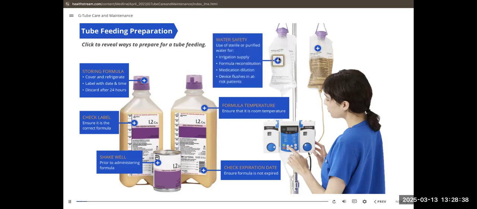Let's talk for a minute about water and its role with patients with an enteral tube. The source of water may differ depending on the patient. Several forms of water may be used. However, the Aspen Institute recommends the use of a purified or sterile water for irrigation supply, for formula reconstitution, and medication dilution. Consider purified water for enteral access device flushes in at-risk patients.